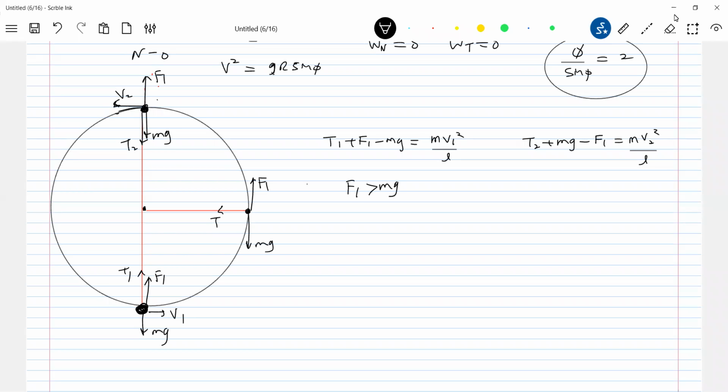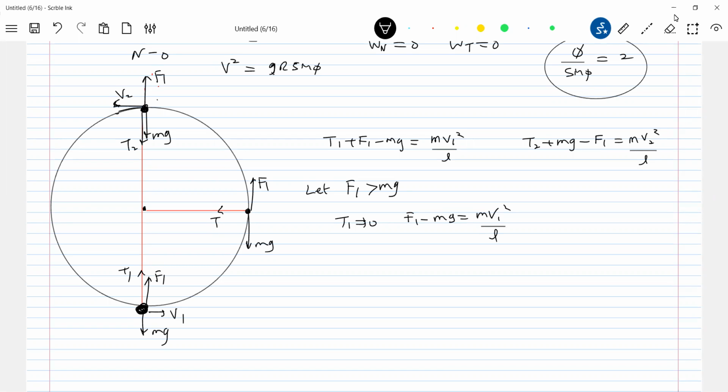If F1, first case, I'll write it. Let F1 be greater than mg. Where will the critical point be? Where tension can be minimum, T1 can be minimum here. T1 can tend to 0. Then we'll provide the required centripetal force, F1 minus mg.